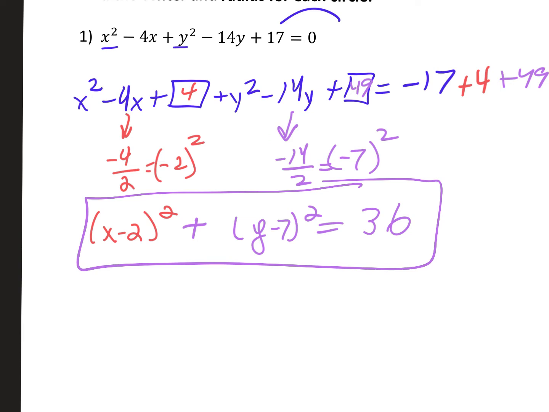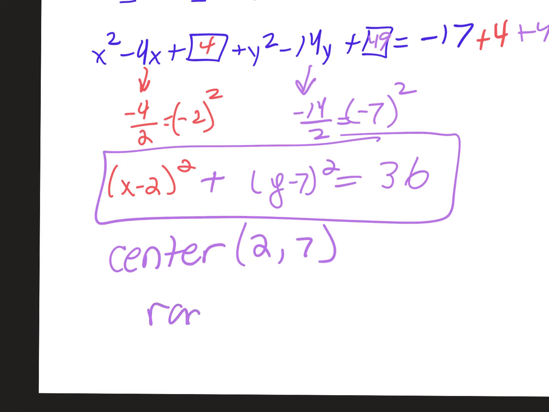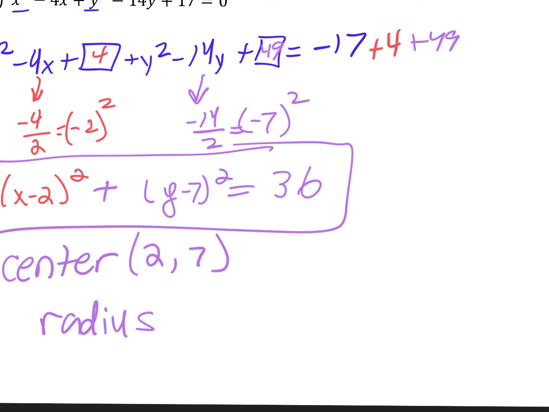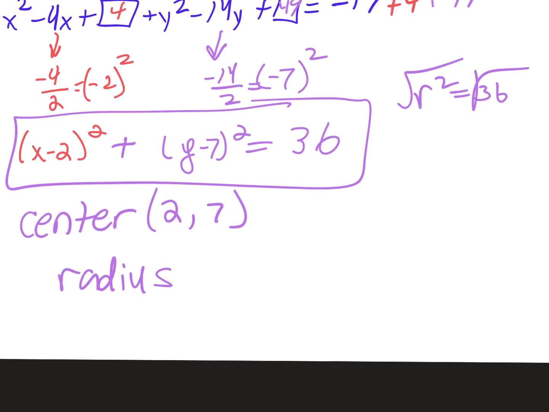That's one part of your answer. Another part of the answer is what's the center? Guys, tell me what the center of this circle is. It's the opposite. So it's (2, 7). Perfect. And then what's the radius? Half of 36? Not half. I know what you're thinking. It's not half. This is r squared equals 36, right? So it's 6. Yep, just 6. And it's just positive 6.